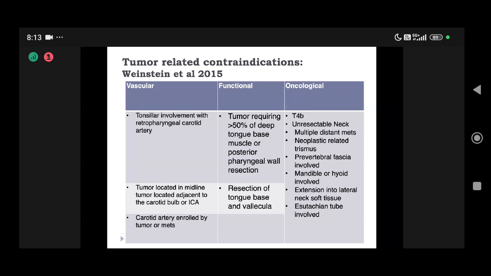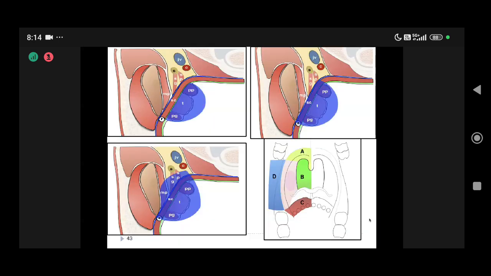And then there are certain oncological contraindications. Advanced stage disease, unresectable neck nodes, multiple distant mets. If there is trismus, if there is prevertebral fascia which cannot be resected, if there is mandibular or hyoid involvement, this cannot be tackled with transoral robotic surgery, or there is extension into lateral neck or the eustachian tube is involved. All that means is basically these are the patients who cannot be resected well with transoral robotic surgery and should not be taken up for any surgical modality in general.